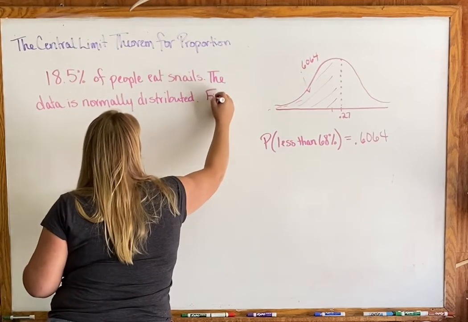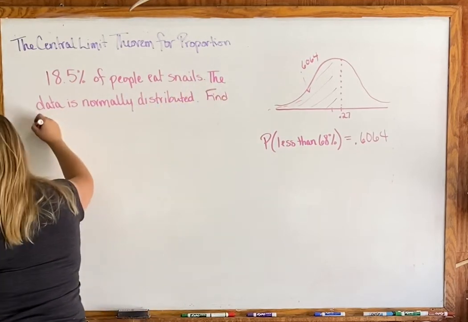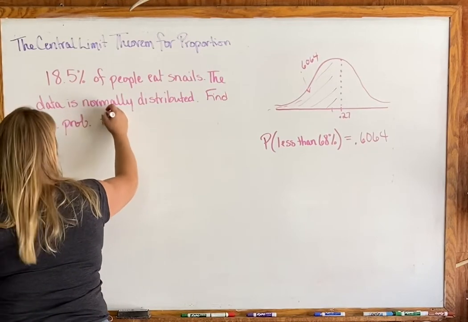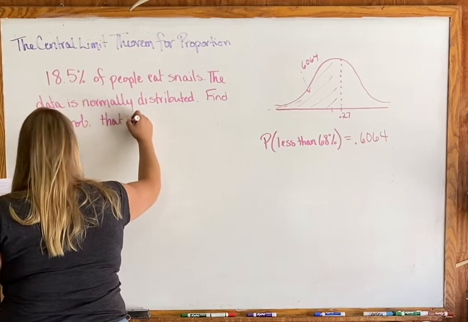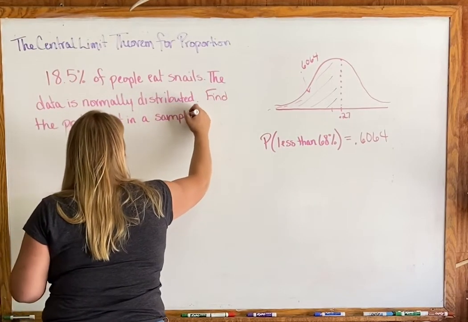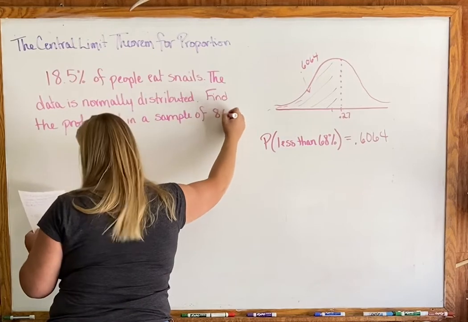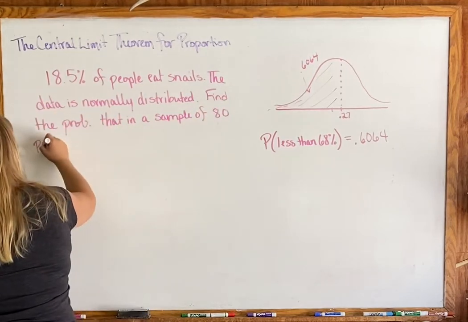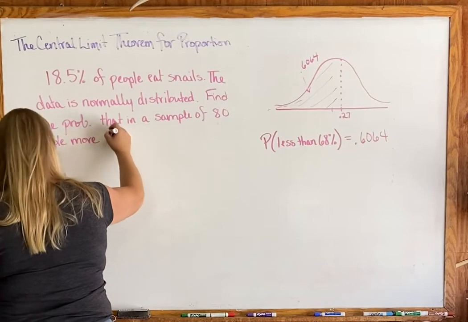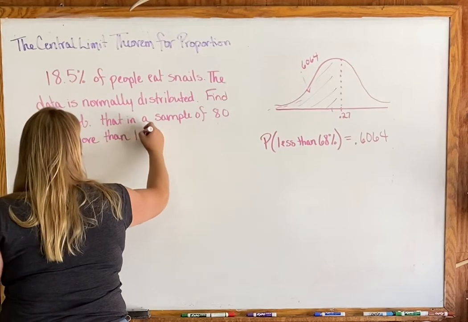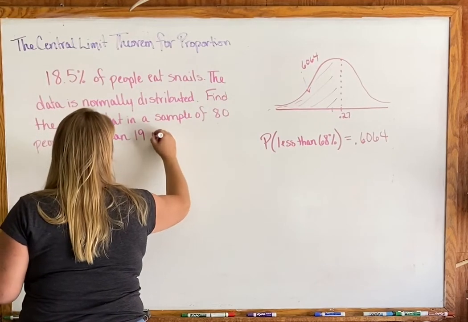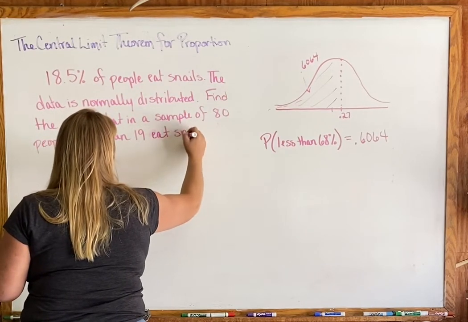Find the probability that in a sample of 80 people, more than 19 eat snails.